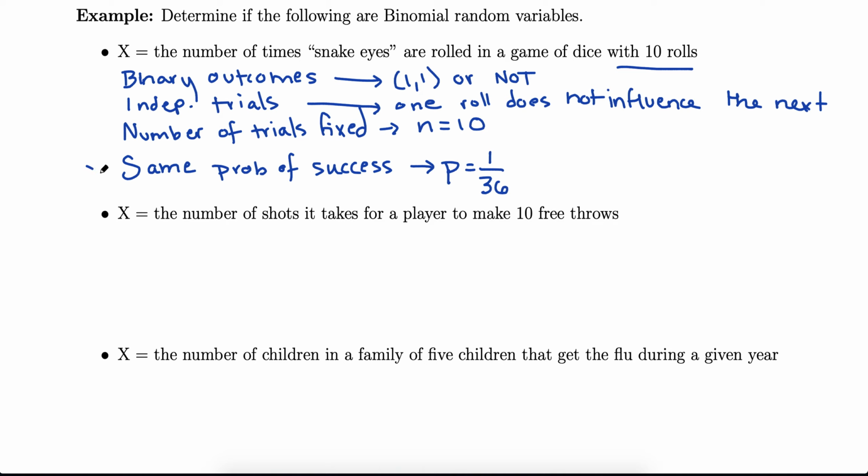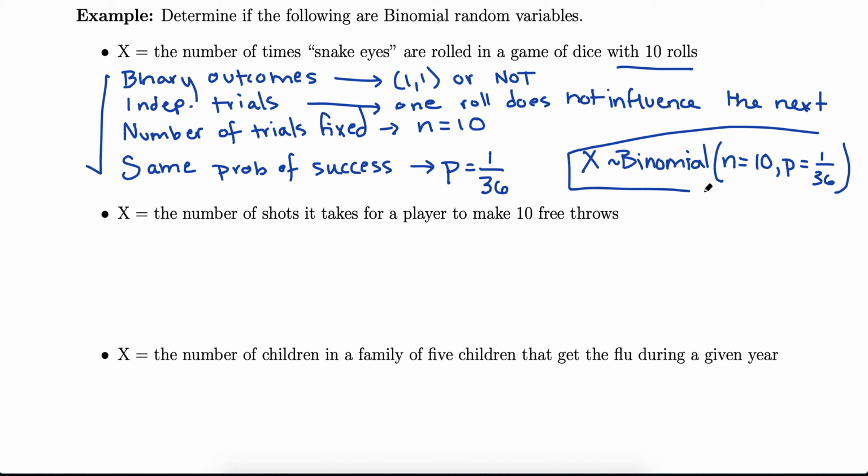So it meets all four criteria. So we can go ahead and say X, this variable that counts up the number of times we get snake eyes with 10 rolls, is binomial. And the order you put these down is important. The first thing needs to be our N of 10 trials, and the second thing needs to be P, our probability of success. So we can write all that information down with this shorthand. And you don't even need to put N equals and P equals. If you just put the numbers in here, it's understood what those are representing.